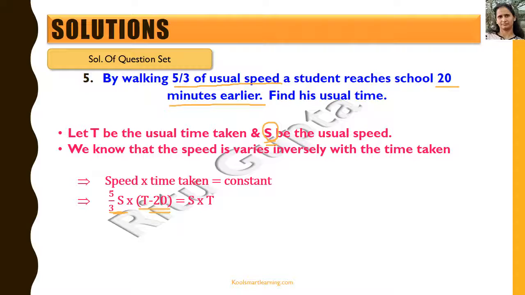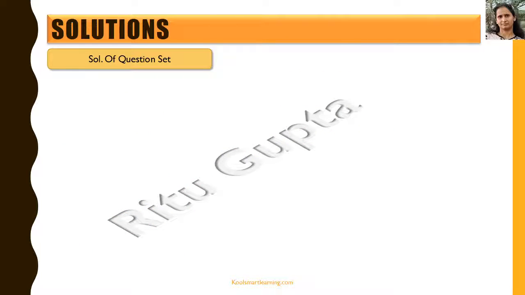That is equal to s multiplied by t. So we can simply cancel s with s and we get t minus 20, and we cross multiply. So we get t minus 20 is equal to 3 by 5t, which gives us, on taking 3 by 5t to the left hand side and 20 to the right hand side, 2 by 5t is equal to 20 and t is equal to 50 minutes. So this is the usual time that the student takes to reach his school. Moving to the last question.